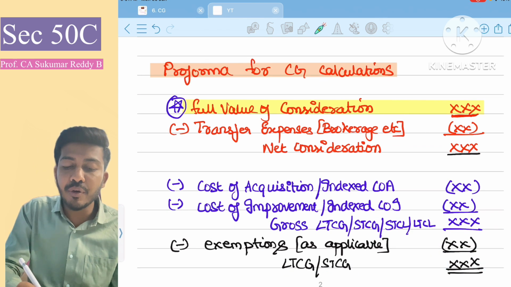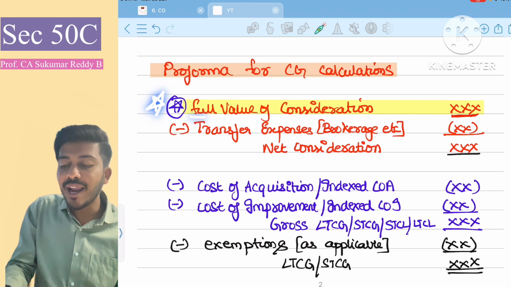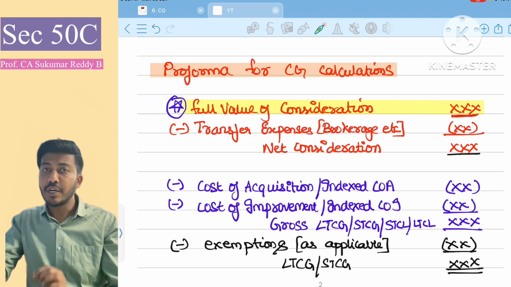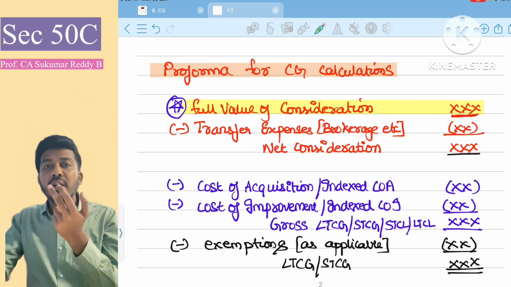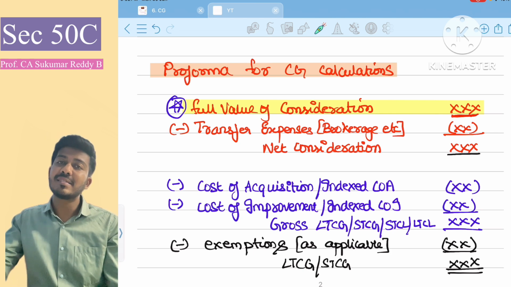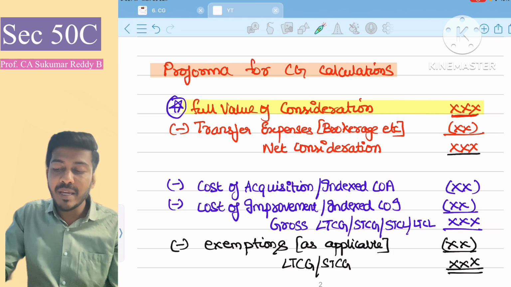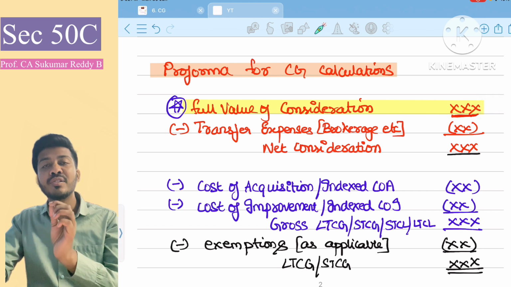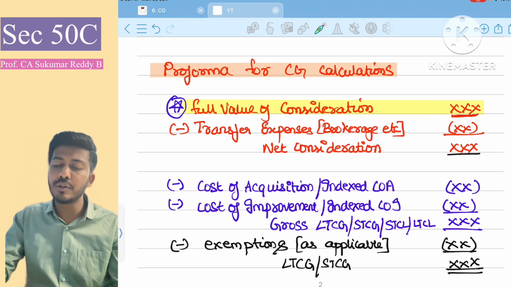But our today's video is all about full value of consideration. Till this minute, I think that you people will be thinking that whatever is the sale value that is made by the assessee will be the full value of consideration, correct? No, no, no, no, no. It is not correct fully. It is only partially correct. Now have a look onto this.